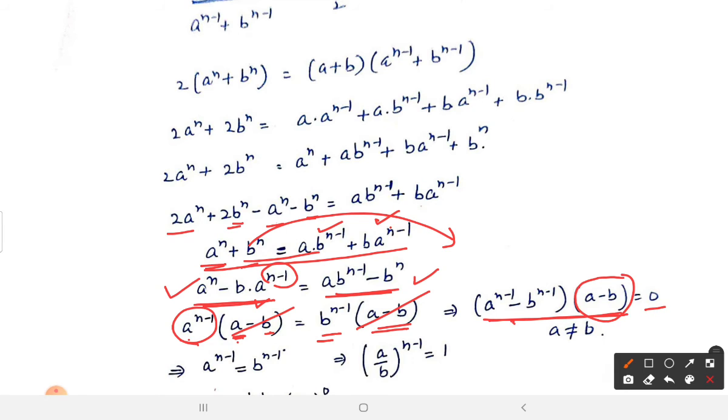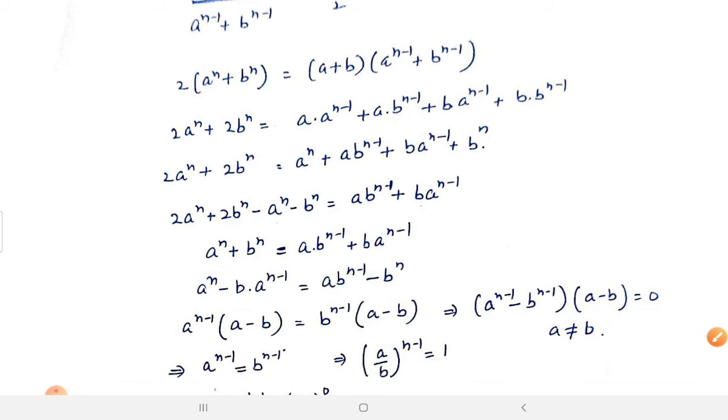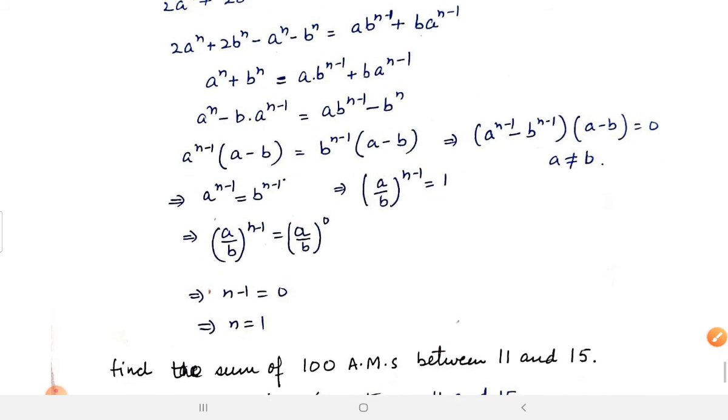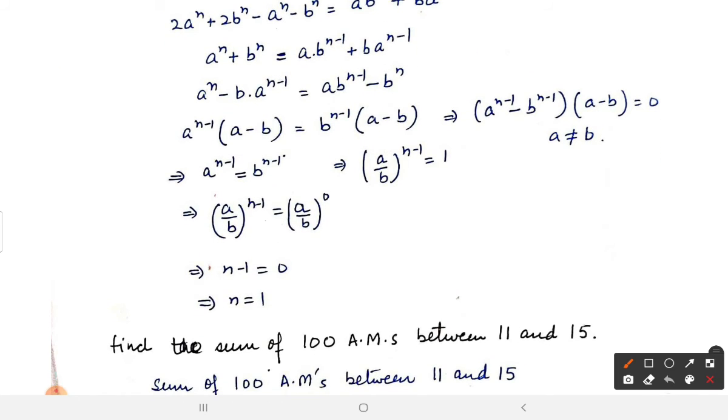So this is equal to a to the power n minus 1 is equal to b to the power n minus 1. Take this in denominator and you can always write this as (a upon b) to the power n minus 1 equal to 1, and anything raised to power 0 is 1. Take 1 as (a by b) to the power 0. Now comparing the powers, what we get: n minus 1 as 0, therefore n is equal to 1.